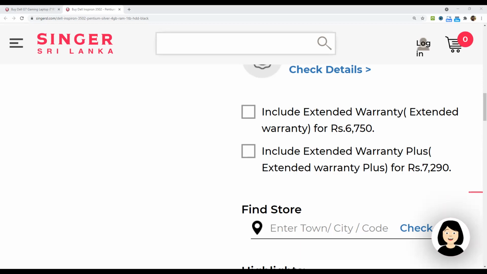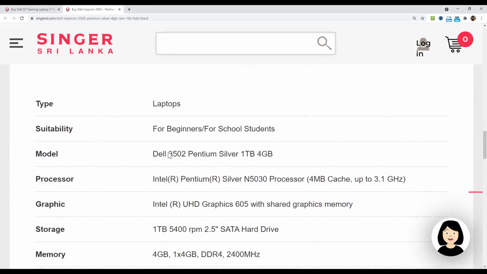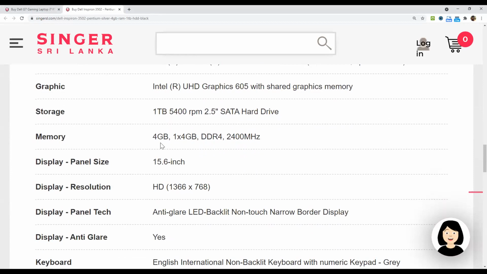Netmi, can you tell me what the RAM size is? What is the RAM size? 4 GB. Yes, you have 4 GB memory, meaning RAM.